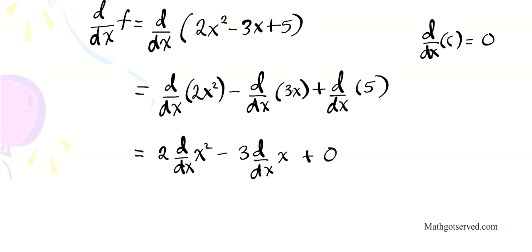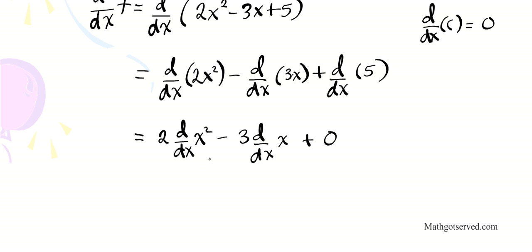If I apply the power rule in this case, I'm going to have 2 times the derivative of x squared, which is 2, you bring the power to the front, times x to the 2 minus 1. Minus the same thing here, bring down the 3, so 3 times the derivative of x, which is x to the 1. Bring the 1 to the front, and then times x to the 1 minus 1. 1 minus 1 is 0, and this doesn't play any role, so it's irrelevant. All right, let's finish this up.